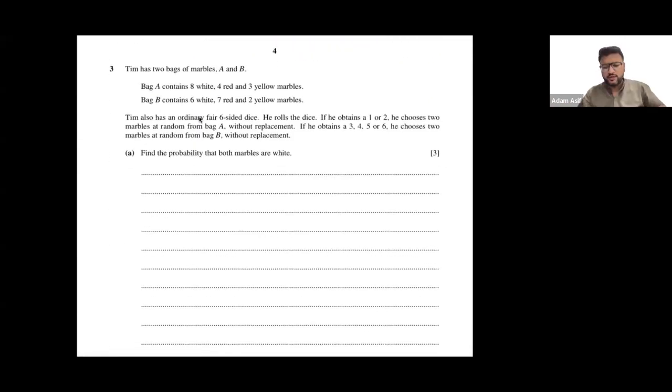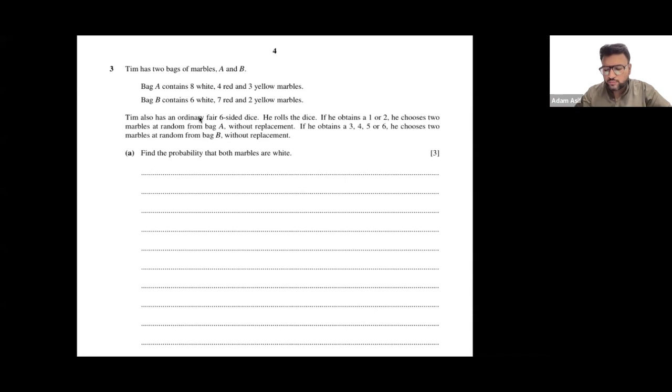Question number 3. Tim has 2 bags of marbles A and B. Bag A contains 8 white, 4 red, and 3 yellow marbles. Bag B contains 6 white, 7 red, and 2 yellow marbles. Tim also has an ordinary fair 6-sided dice. He rolls the dice. If he obtains a 1 or a 2, he chooses 2 marbles at random from bag A without replacement. If he obtains 3, 4, 5, or 6, he chooses 2 marbles at random from bag B without replacement. Find the probability that both marbles are white.